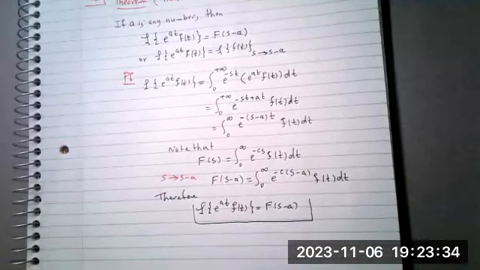Any question? So if you translate on the s, you have to multiply the function by e to the at. And the one that we did the other night was if you change the t to the t minus c, then you have to bring the unit step function to be able to do it. Okay? So to give you an example, the way we're going to apply it.